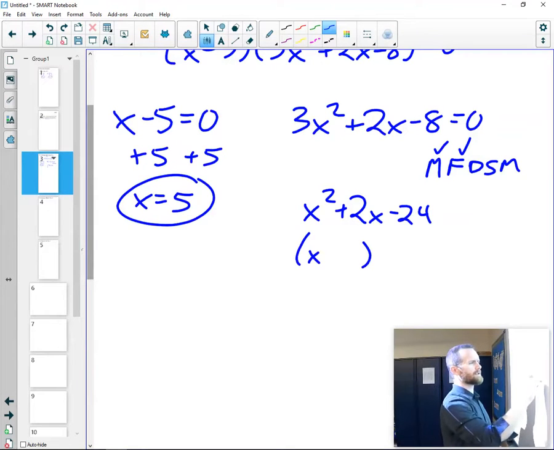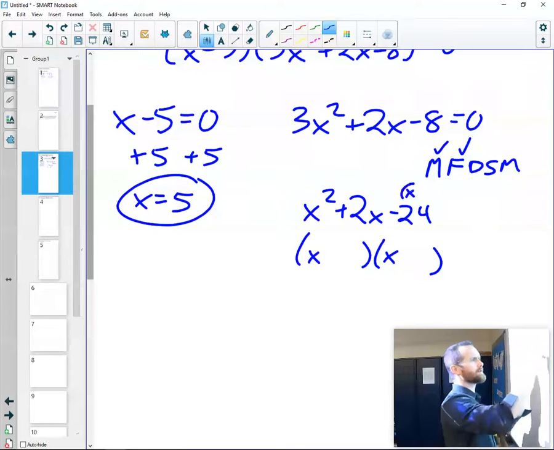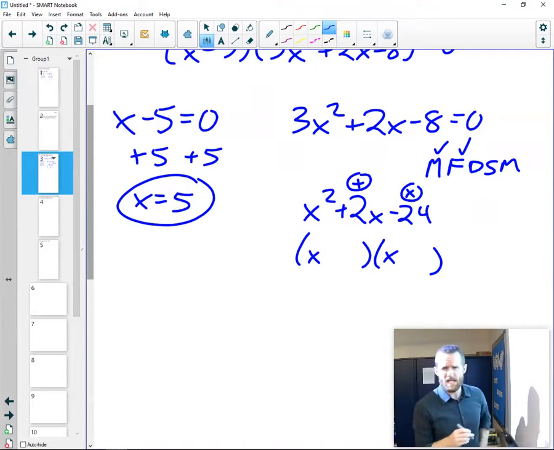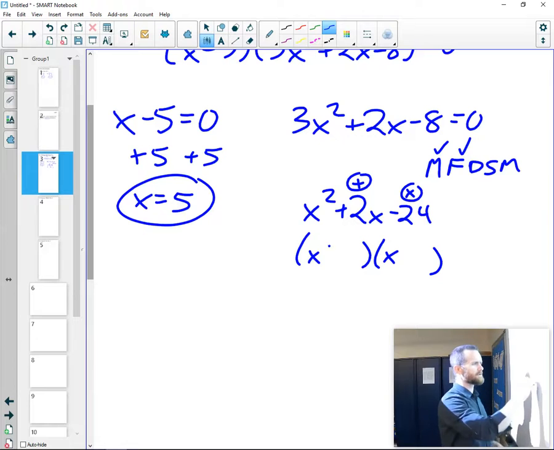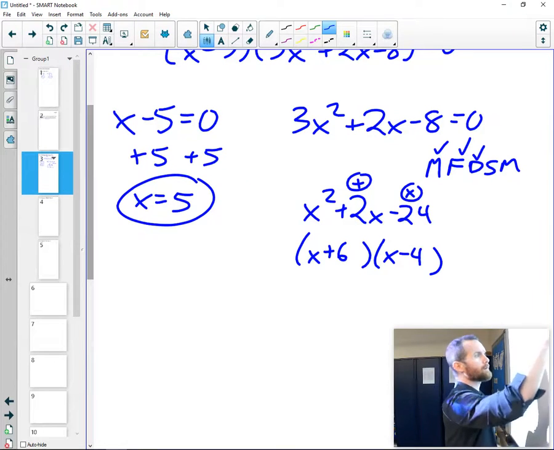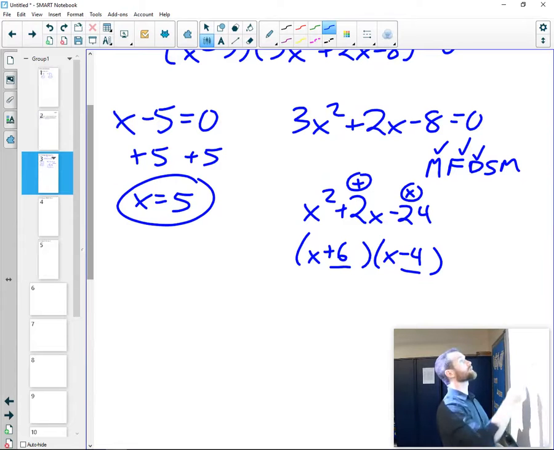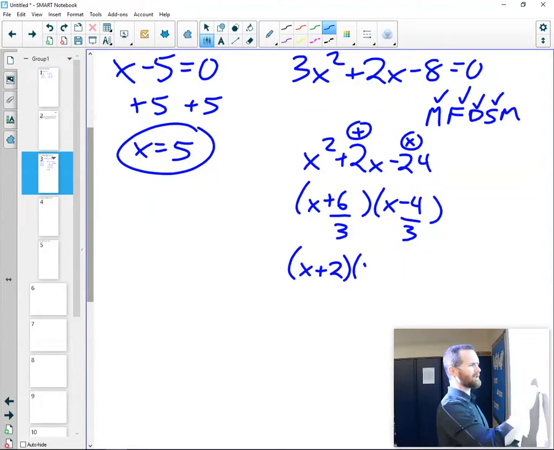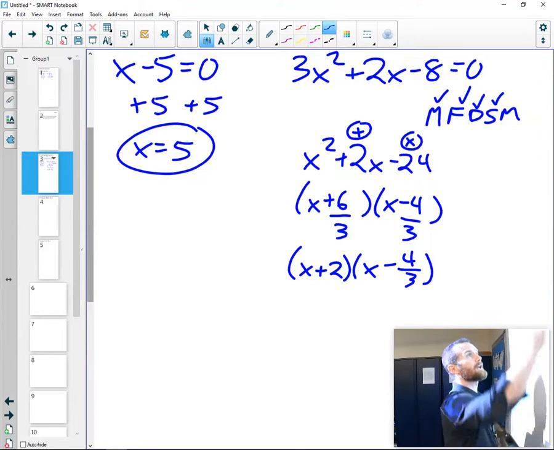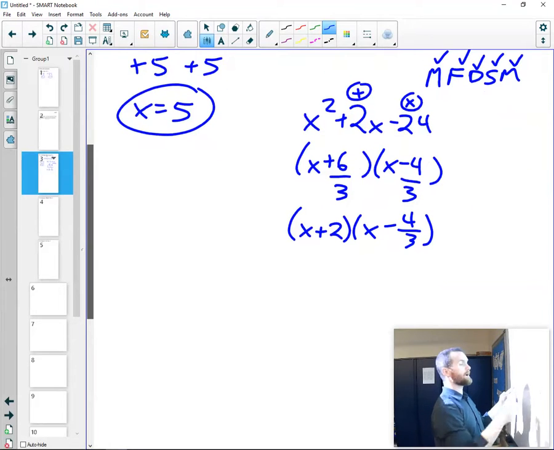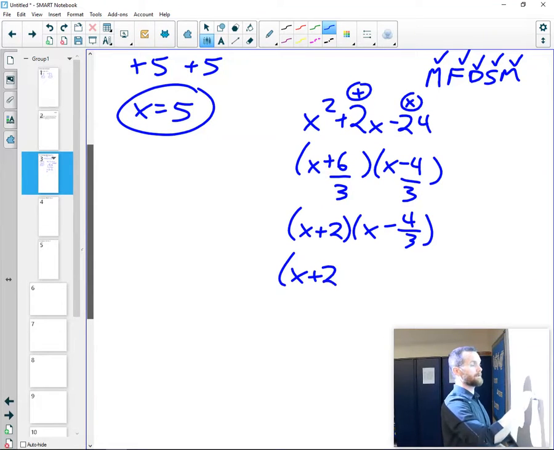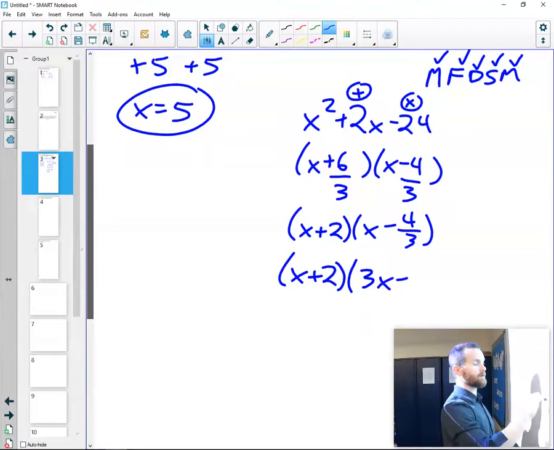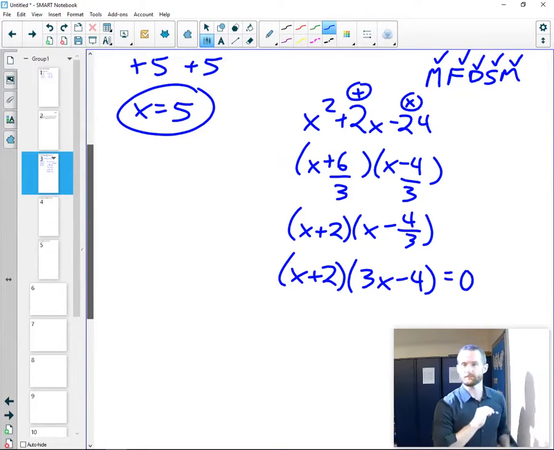So this would be, let's see, two numbers that multiply to give us -24, and combine to give us 2. That's going to be a positive 6 and a negative 4. Then we divide both of those numbers by the original lead coefficient of 3. So that's 6 divided by 3, 4 divided by 3. Simplify the fractions. We get x + 2, and x - 4/3, that just stays as it is. Then our last step is move the denominators in front. So we just get (x + 2)(3x - 4) = 0.